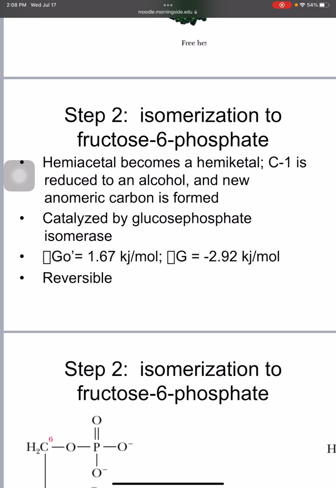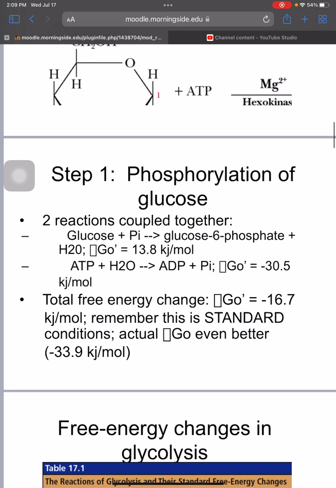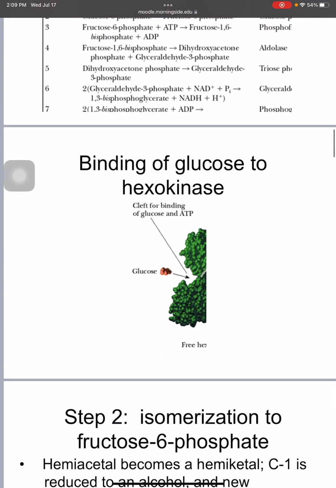The free energy change for isomerization to fructose 6-phosphate is, depending on whether you're talking about standard conditions or biological conditions, either just below 0 or just above 0. It's very close, right? And so when you have free energy changes that are very close to 0, those are the ones that tend to be reversible. Step 1, at standard conditions, was negative 16.7 kilojoules per mole. At biochemical conditions it was negative 33.9. Those are much larger values, so there wasn't any chance of reversing that.